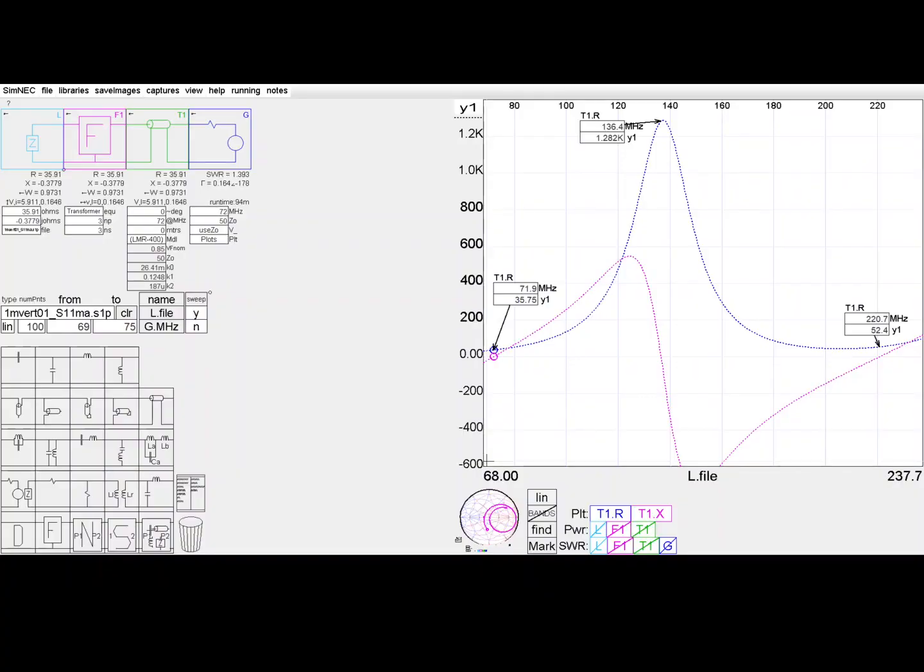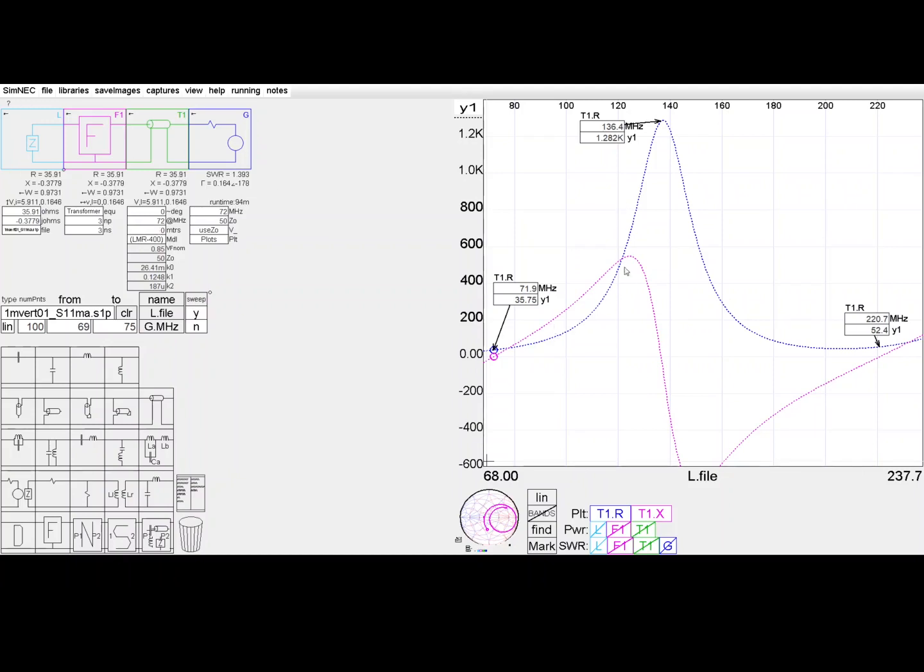To assist in exploring this, I've created a SimSmith or SimNEC model sourced from the data from the NEC run. So it's been imported as a file here into SimNEC. I've inserted a model of an ideal transformer. At the moment it's 1-to-1. I can specify the number of turns of the primary and secondary. I've inserted a section of transmission line which at the moment is 0 length. So these are having no effect.